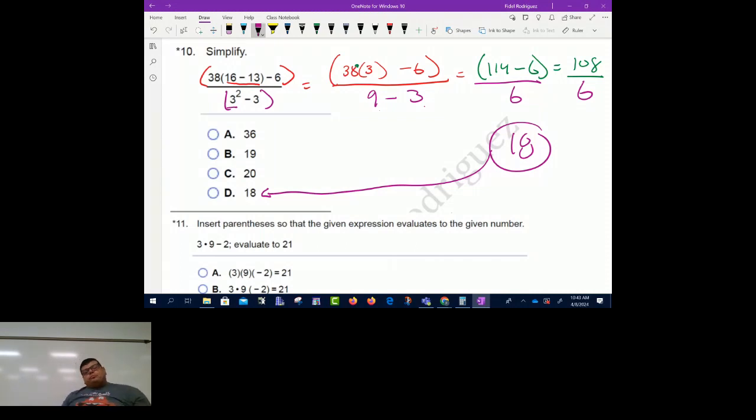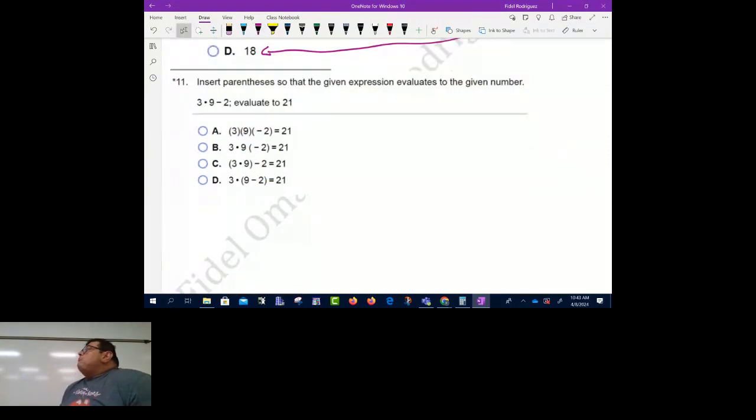Okay, y'all, question number 11. I remember seeing questions like this when I took the test, in addition to the regular order of operations. What they're asking me to do here is check where I would have to put parentheses so that when I do those operations, we would get the number 21. And one of the nice things about these multiple choice questions is that you have choices here, right?